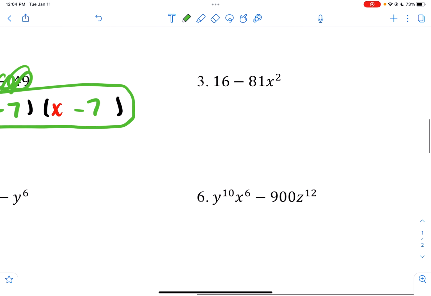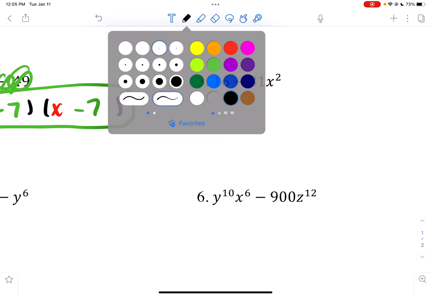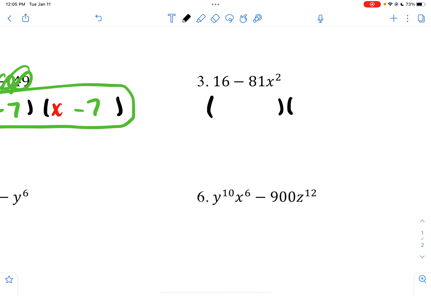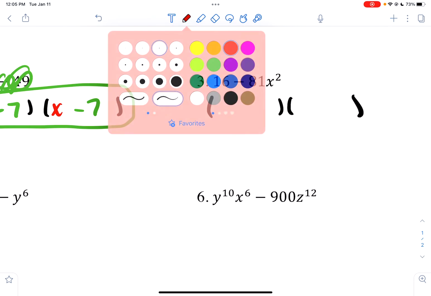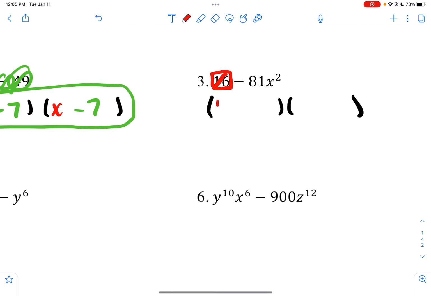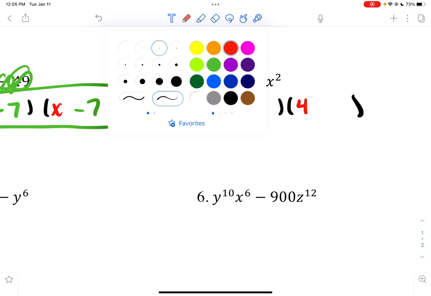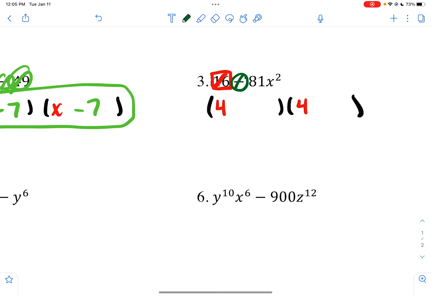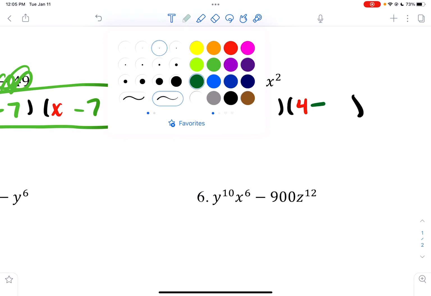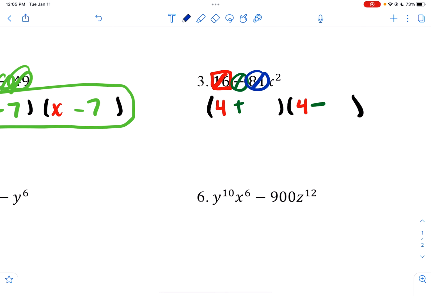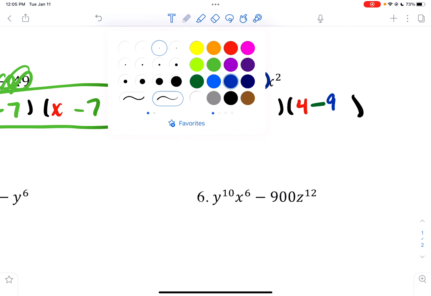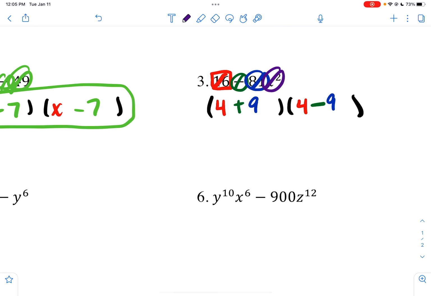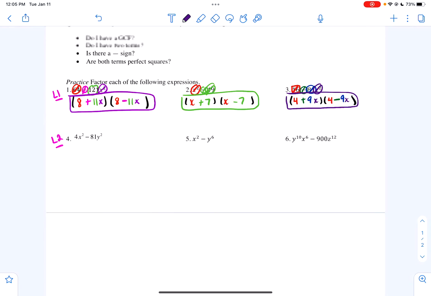Try to do number 3 all by yourself and tell me what your final answer is. Here's how you would do number 3. I immediately approach by doing a double bubble. I take it apart. What makes 16? 4 and 4. What makes that minus sign? Plus a minus. What makes 81? 9 and 9. And then what makes x squared? x and x. And that's your final answer.